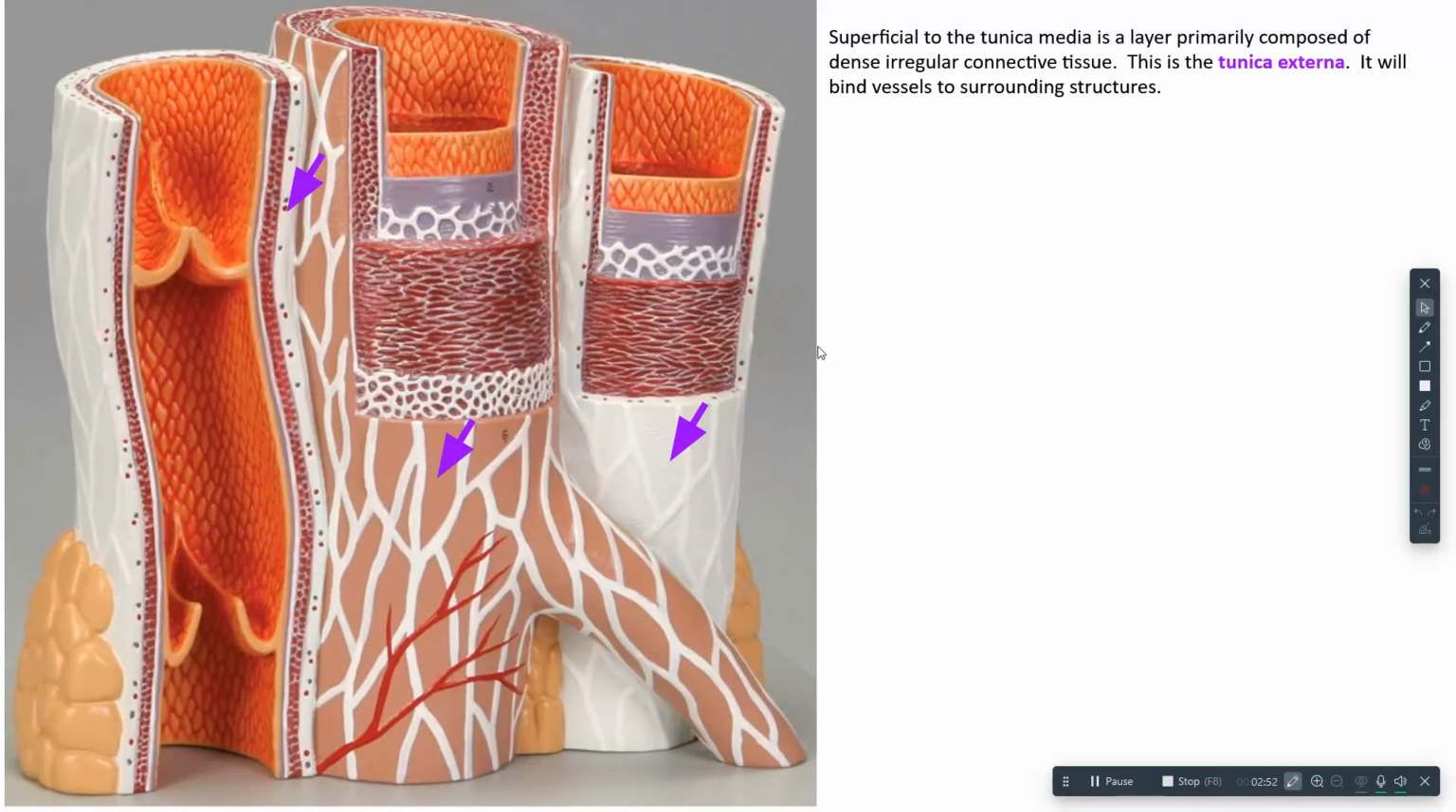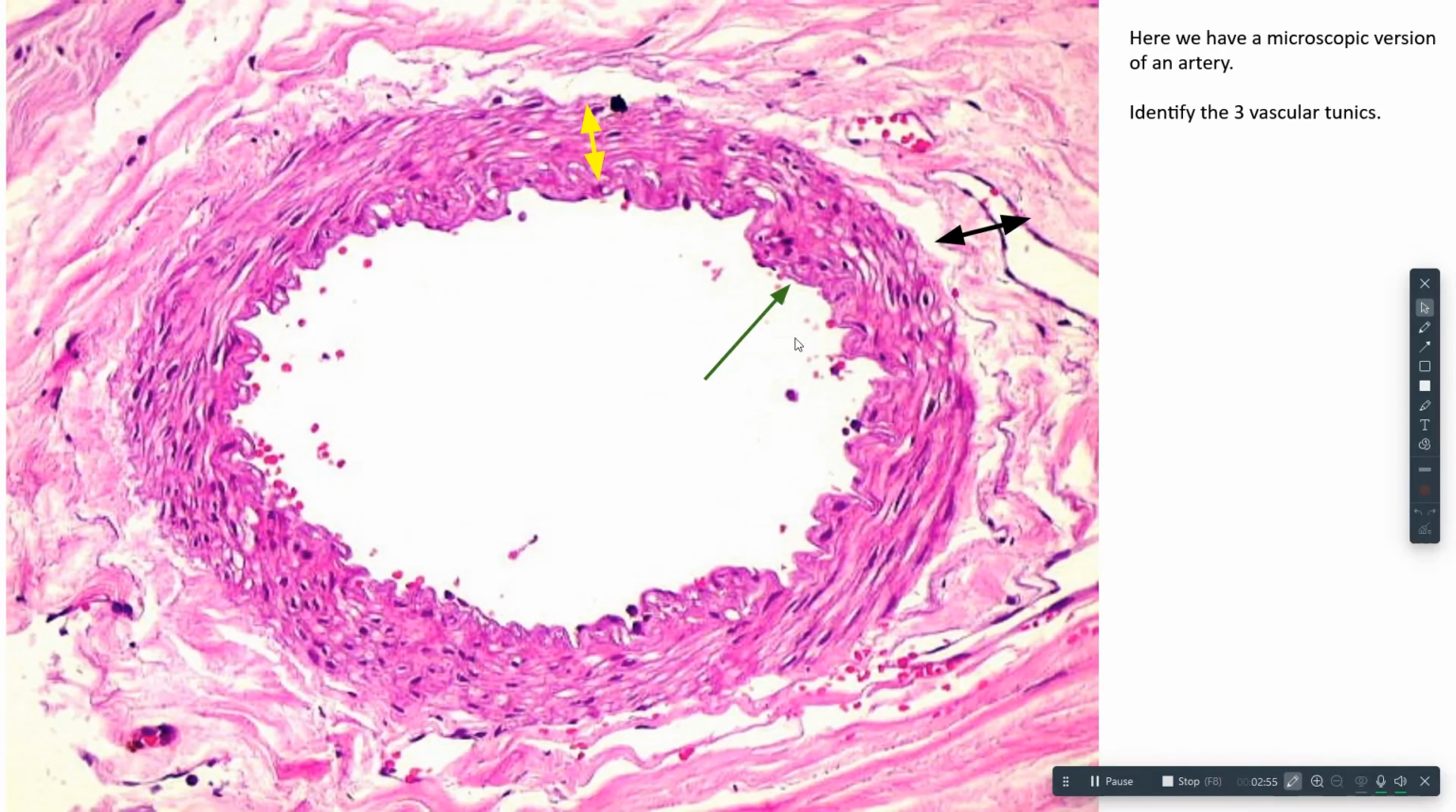Okay, let's look at the real deal here. This is a transverse section of an artery. Here is the lumen. The green arrow is pointing at the tunica interna. So tunica interna, basically if you're next to the lumen, you got the tunica interna. Then I got my tunica media with my yellow arrow, and the black arrow out here is my tunica externa. So in this nice artery, I can see all 3 of my tunics.